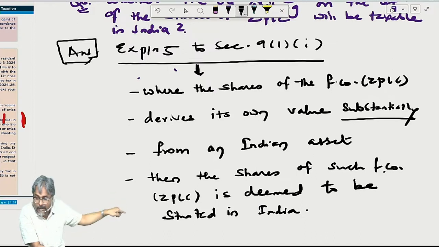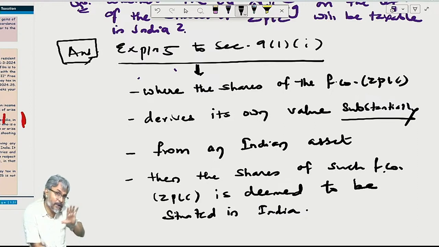Through this provision, what they are effectively doing is not changing the character of the company. It is not that now, because you are deriving your own value substantially from the Indian asset, therefore foreign company, you are an Indian company. No. What they have done is they have changed the location of the shares of that foreign company to be where? In India. This is what they have done. Okay, so that is how things are.